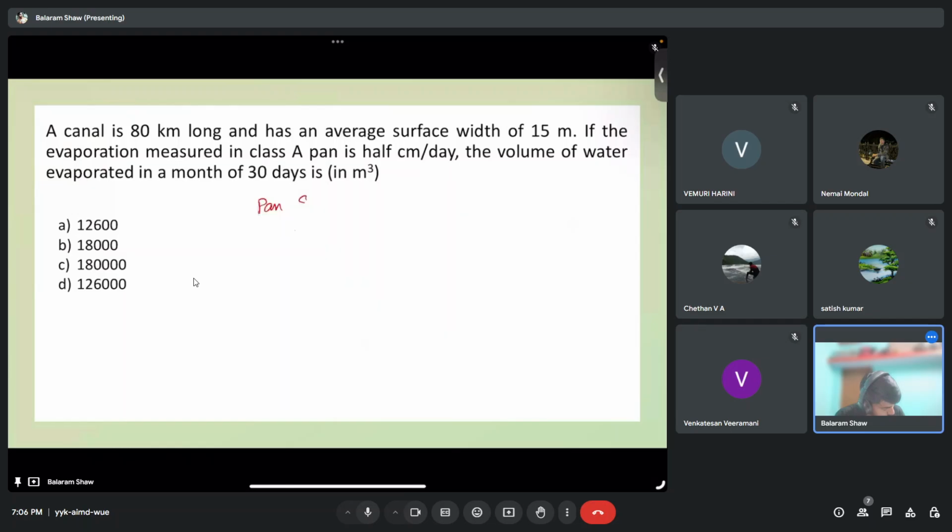Okay, so as I mentioned, the pan coefficient is 0.8, right? So the depth of evaporation will be how much? It will be 0.8 into how much we are having in the pan, which is 4 centimeter, right? So 4 by 100 is meter. So 0.8 into 4, it will be 0.032 meter, right?